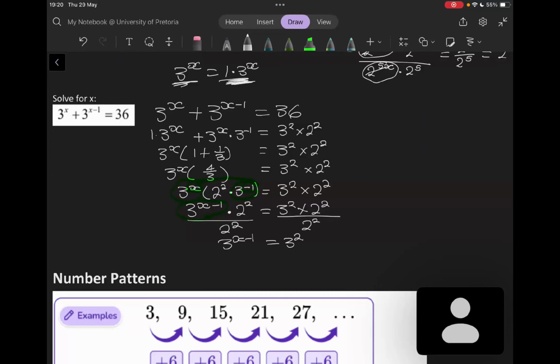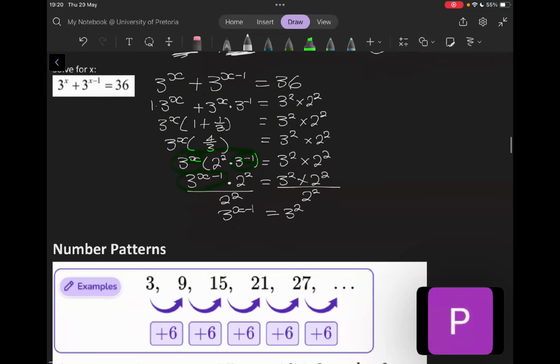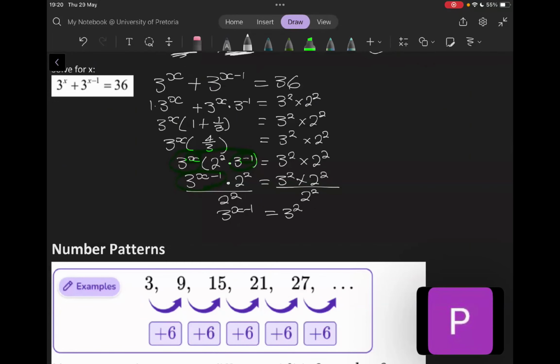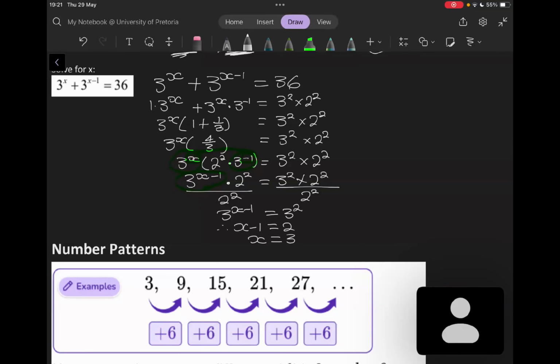Okay. Right. So, we're solving for x, right? Now we have the same bases. And because we have the same bases, we can equate the exponents. Now we have x minus 1. Therefore, x minus 1 is equal to 2. And if we solve for x, we have x is equal to 3. Right. And that is it for exponents. For this question in particular, where you had to solve for x, you had to get the same base on the left and the right-hand side. And only then could you equate the exponents.